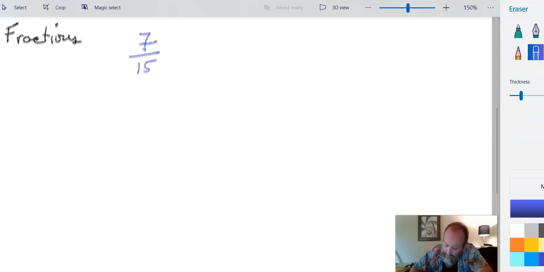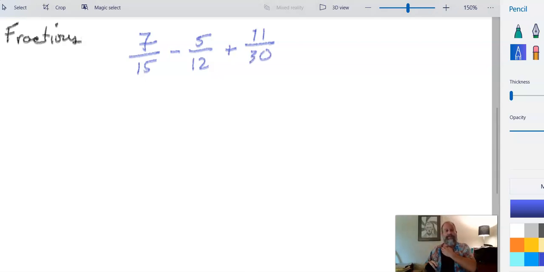Actually, minus 5 over 12 plus, let's do 11 over 30. Okay, so we're going to see how you do with this one. So go ahead and pause here.